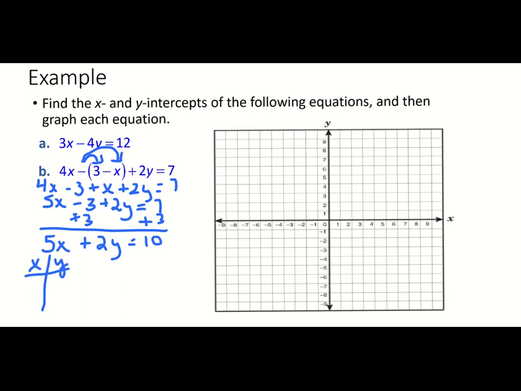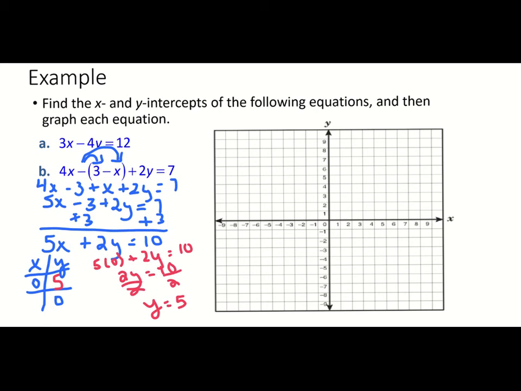And I'll put a 0 in for x to find the y-intercept, a 0 in for y to find the x-intercept. If we start with a 0 in for x, it would be 5 times 0 plus 2y equals 10. 5 times 0 is 0, so we have 2y equals 10. Divide by 2, and y would be 5. So my y-intercept is (0, 5).